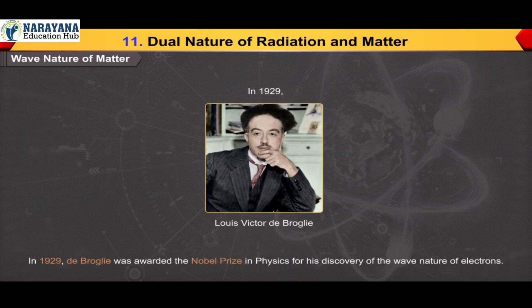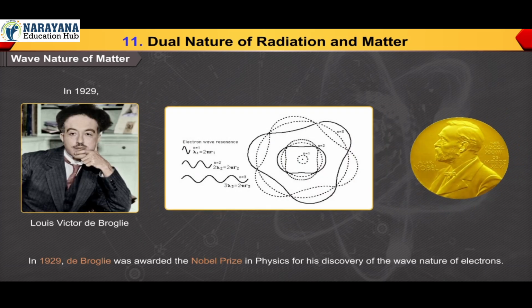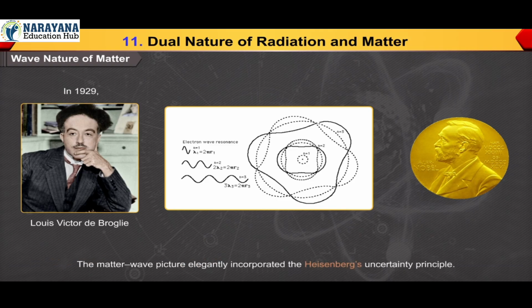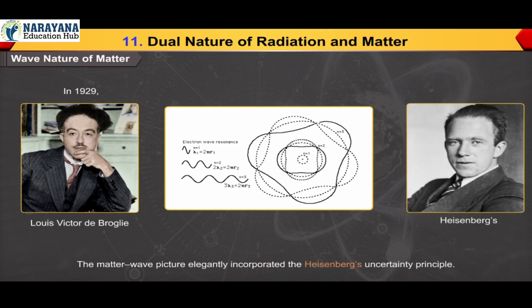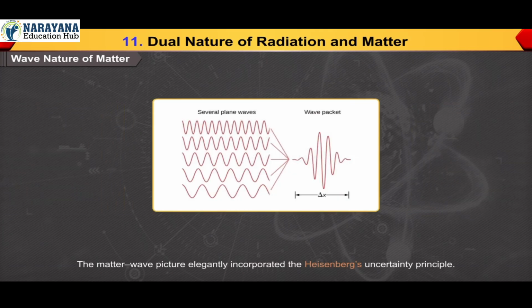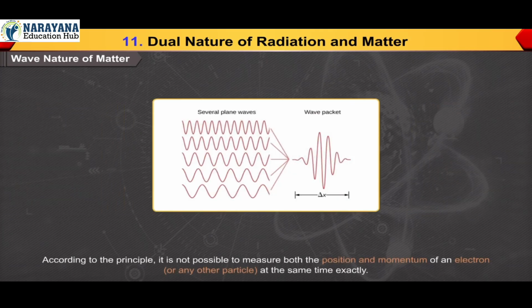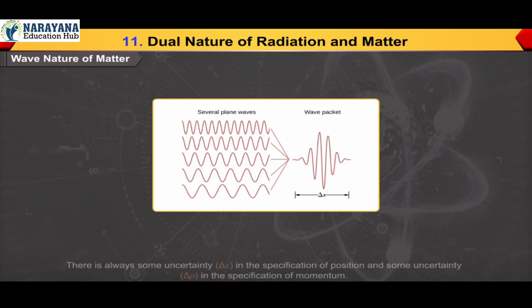In 1929, de Broglie was awarded the Nobel Prize in Physics for his discovery of the wave nature of electrons. The matter wave picture elegantly incorporated Heisenberg's uncertainty principle. According to the principle, it is not possible to measure both the position and momentum of an electron or any other particle at the same time exactly.